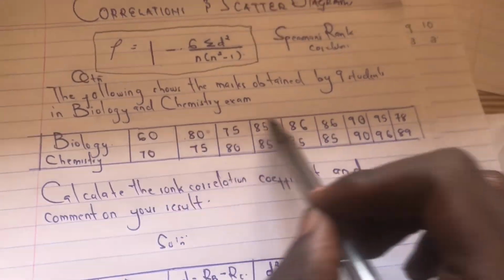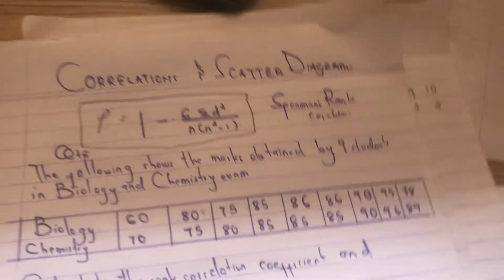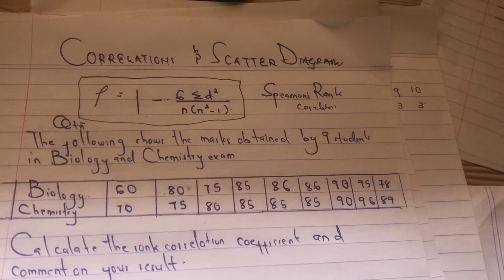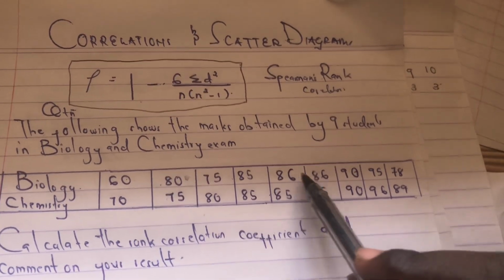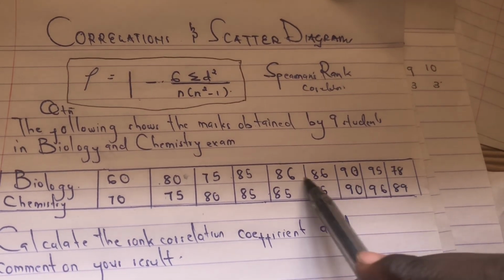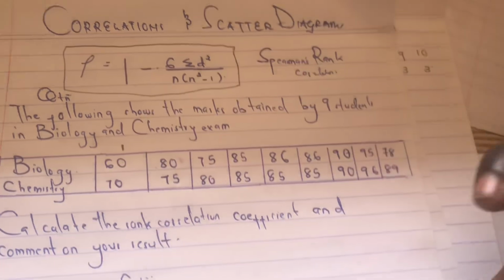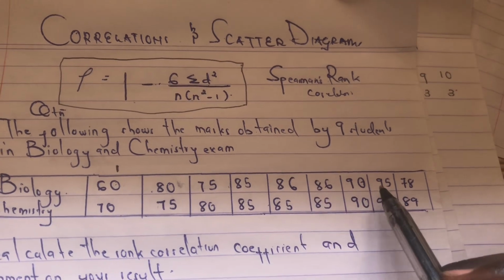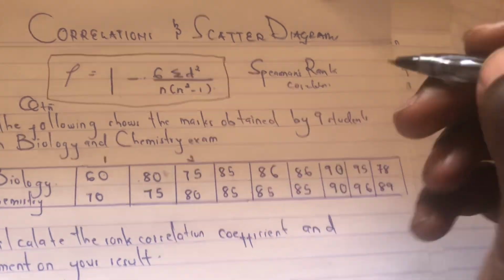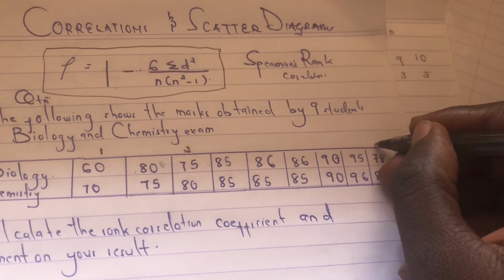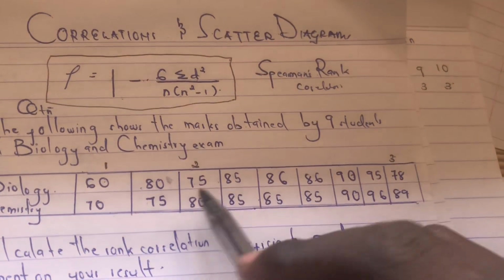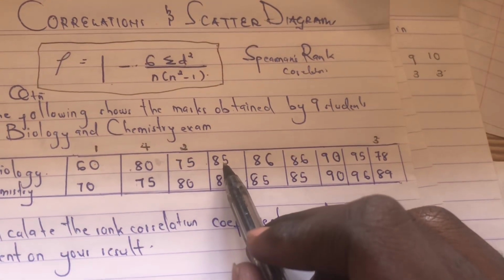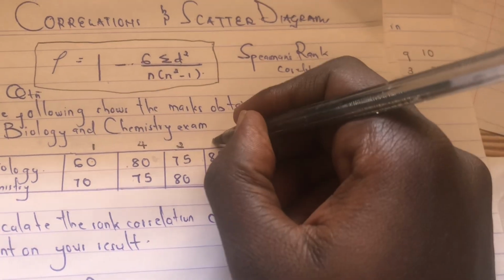So we first rank the ones of biology up here. You can rank them in ascending or descending order, but I'll rank from ascending order. That means I'll start from the smallest. When you look here among this, what is actually the smallest? Let's see here. We actually see 60 is the smallest, so it will be number 1. What follows after 60? We see 75, 75 will be number 2. And I see 78, 78 will be number 3. I see 80, 80 will be number 4. And I see 85, 85 will be number 5.